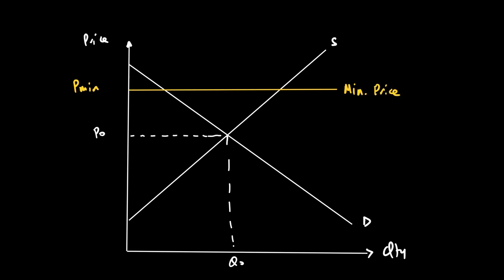So when you put a minimum price above equilibrium, the first thing we can notice is that the quantity supplied will go up, because the higher price will encourage more producers to produce more, so quantity supplied will go to Q2. At the same time, some consumers will be discouraged from buying the good because the price is higher than the equilibrium price, and the quantity demanded goes to Q naught.